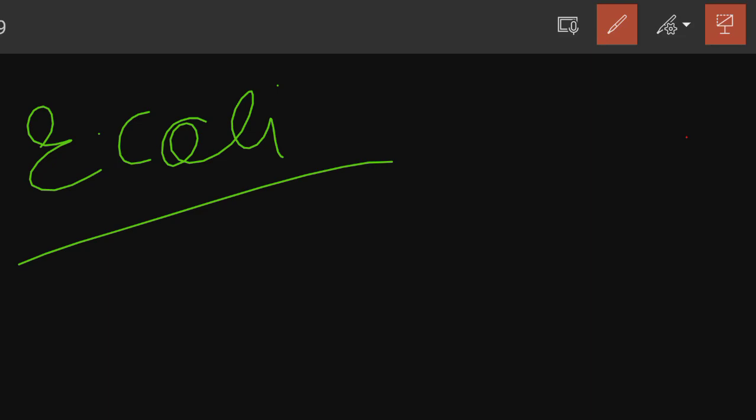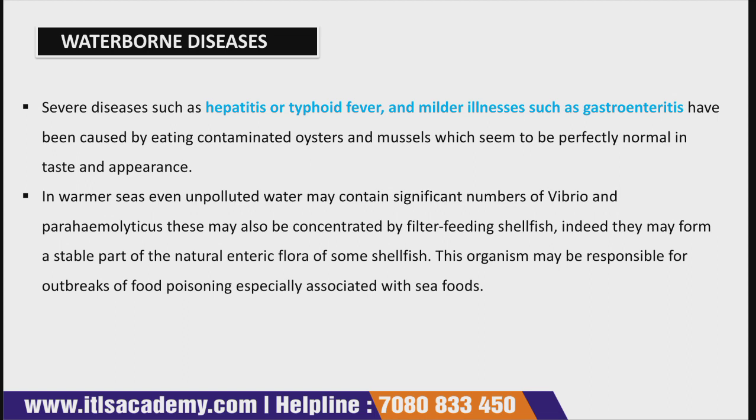So apart from bacteria and protozoa, there are various types of viral diseases we have discussed, like hepatitis A, rotavirus, reovirus, enterovirus. So these all are caused through waterborne diseases. These all are waterborne diseases.